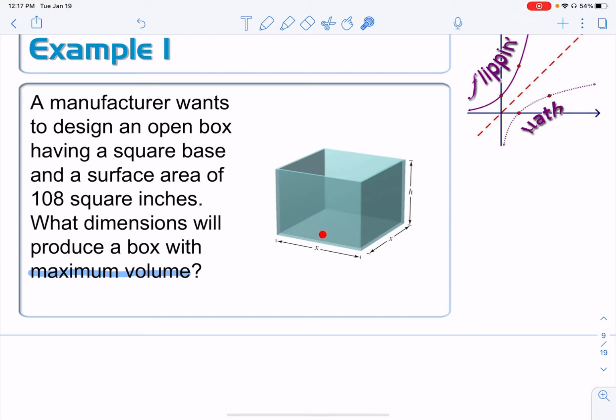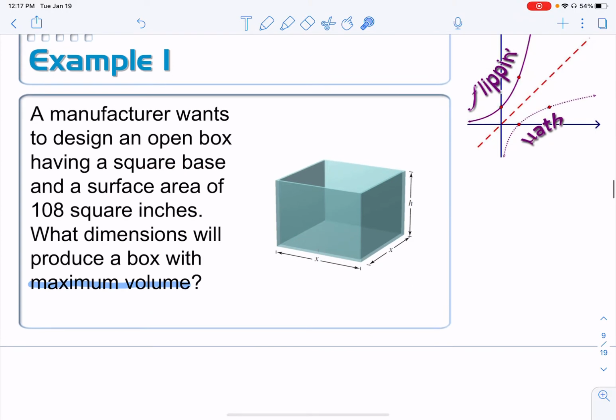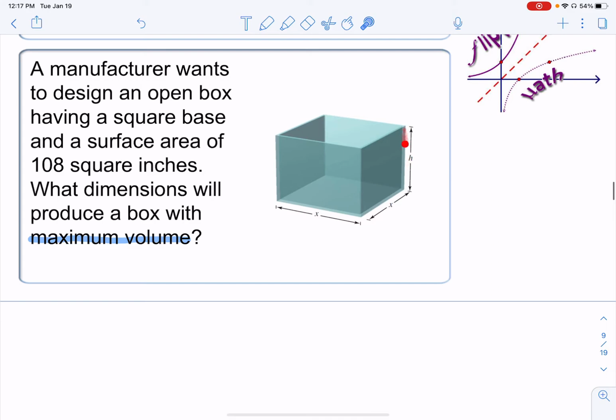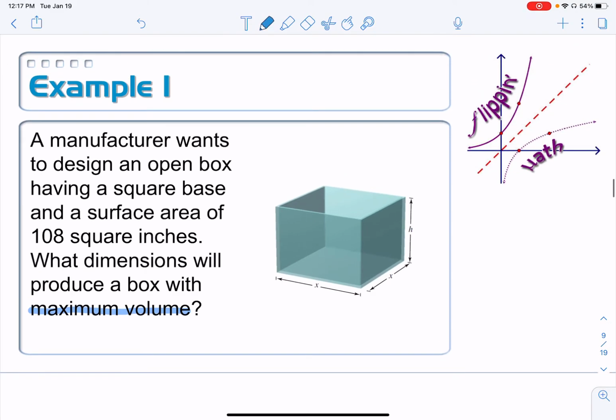It's a box that has a square base, so it's an x by x. You can see here, I don't know how big the height is going to be, but I want to maximize the volume. There is one other piece of information that I do know, and that is this surface area part right here. So our surface area, which I'll call capital S, is equal to 108 square inches. I just misspelled inches.